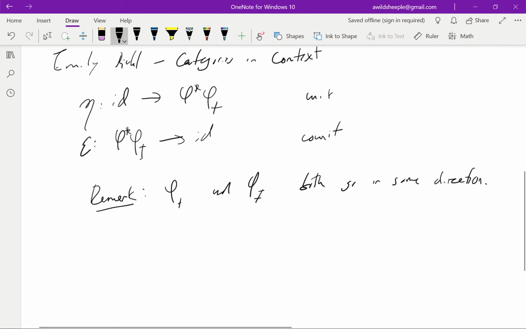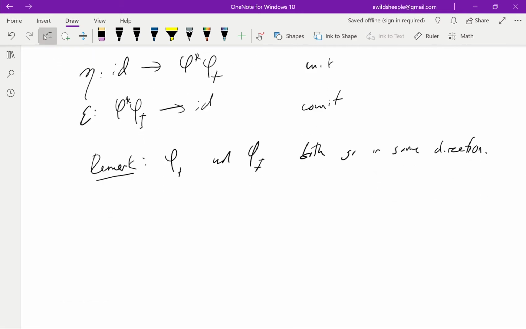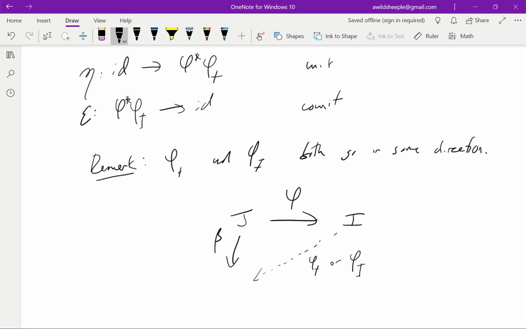But the way that you should visualize these is, I have this functor, just drawing the diagram from what I said in the definition, you have this map from J to I, and then maybe some functor beta, and then these adjoints, if they exist, look like this. And this will be either phi dagger or double dagger, depending on which of the pair I get.